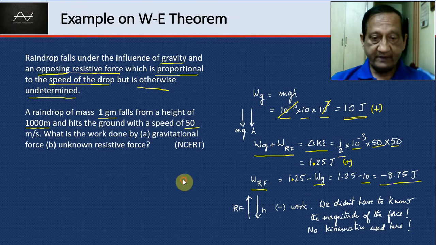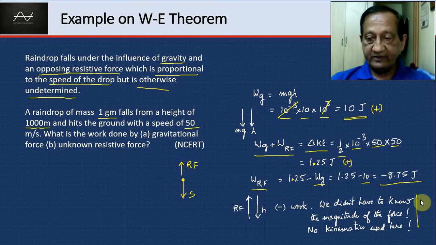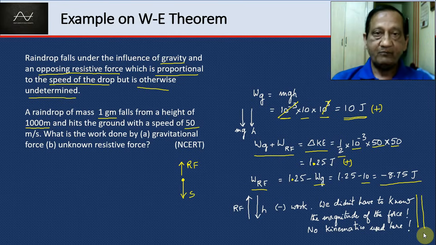Obviously, it should be minus because the raindrop has a displacement downwards and the resistive force is acting upwards. Work done is negative. And see the beauty. We didn't have to know the magnitude of that force. Work energy theorem is very powerful and elegant, very simple to use.